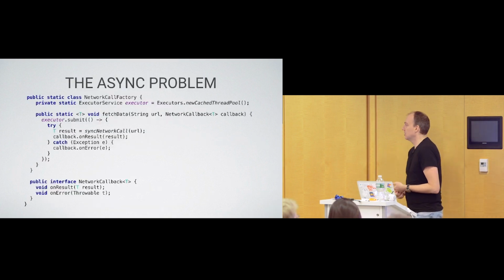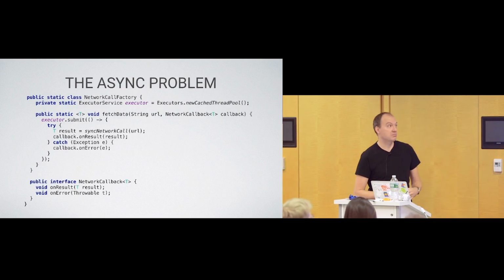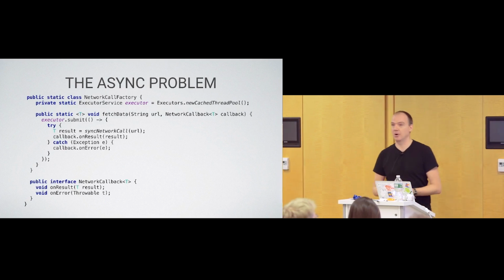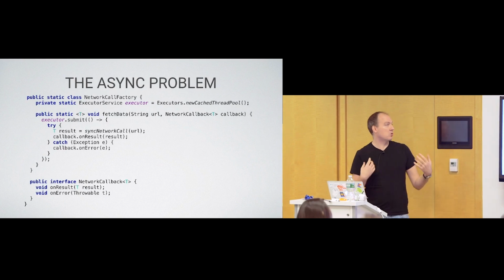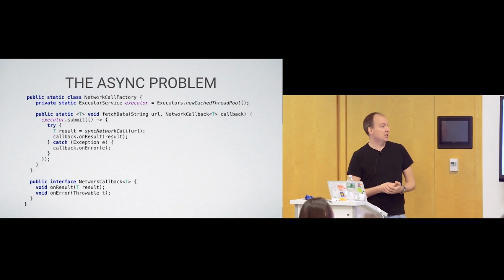And let's look at this one. The one who implemented this didn't know about Retrofit, so yeah, bummer. So it's a network call factory. We provide a URL, and we provide a callback, and we get a callback when it's done. So what's the first problem here?